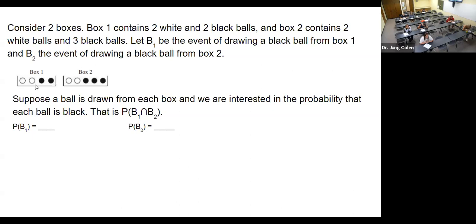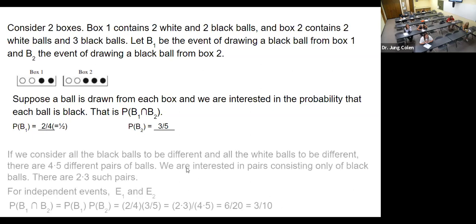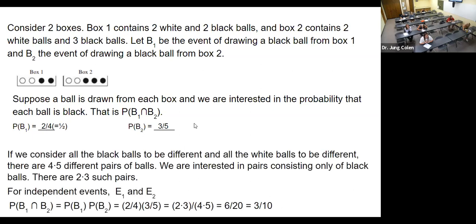Okay, so what's the probability to get a black ball in box 1? Anna? 1/2, 2/4 or 1/2, right? Very good. How about a black ball from box 2? 3/5. So what's the intersection of that? We can just multiply them together, right? Yeah. So what is it? 1/2 times 3/5. 1 times 3 is 3. 2 times 5 is 10. So yeah, it is 3/10. Okay.